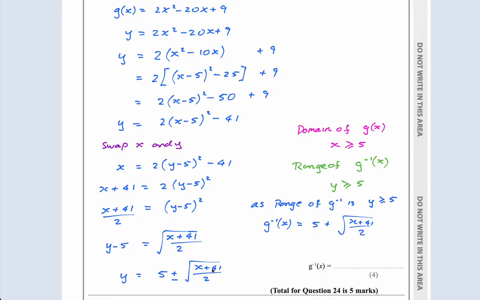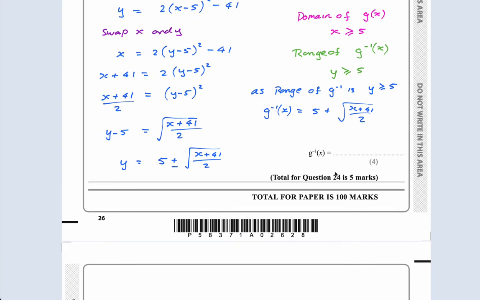Okay, that very last bit is complicated, guys, but I think they do want you to understand why you are rejecting the minus, and it's because of the range of g minus 1. Okay, hopefully that makes sense, guys.